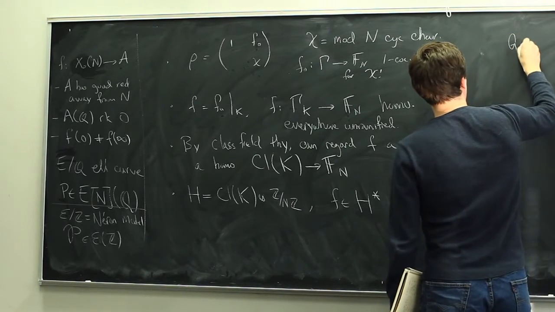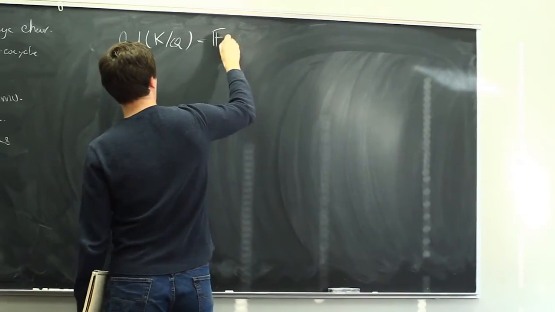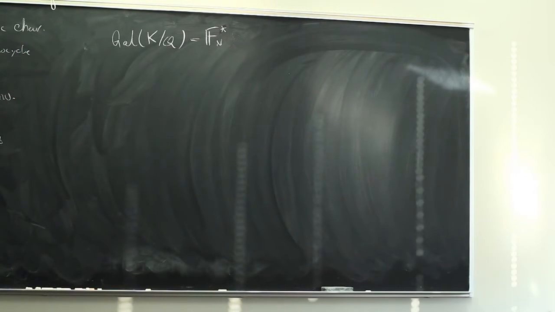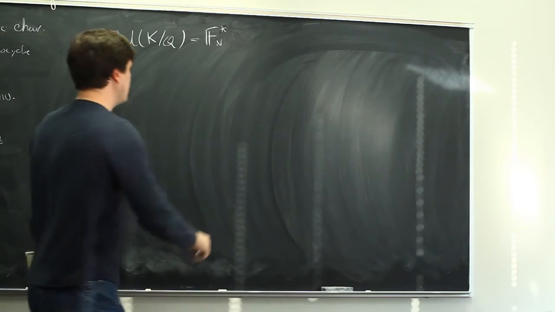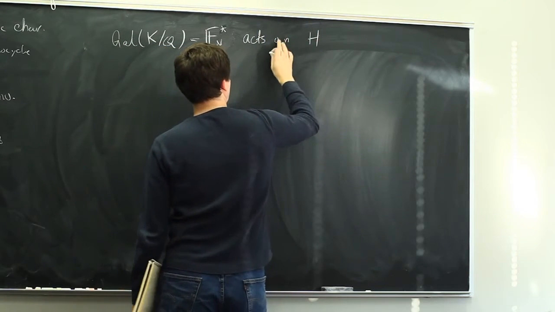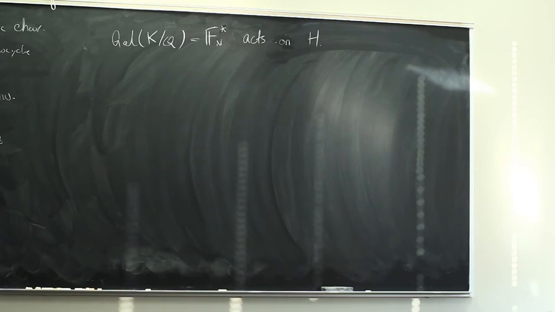So the Galois group of K over Q, which is F_n star, right, this K is just adjoining the nth roots of unity. The Galois group is F_n star. This acts on H. So H is an F_n vector space, and this group has order prime to n. So I can decompose it into the irreducible actions of this F_n star. And the irreducibles are just the characters of the group, so just given by powers.